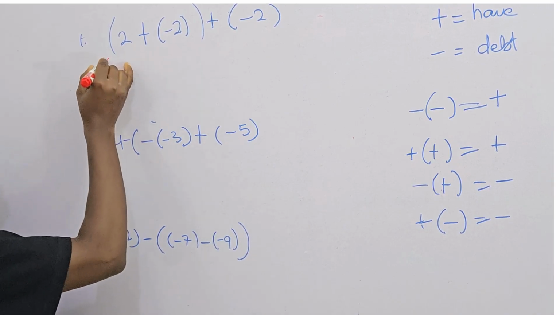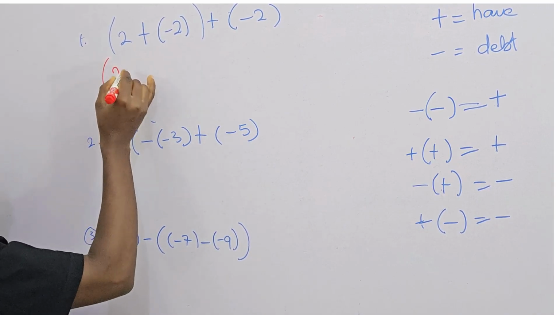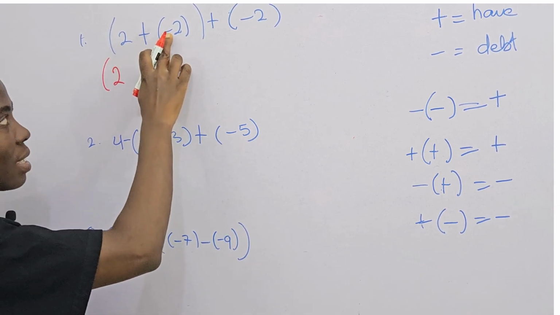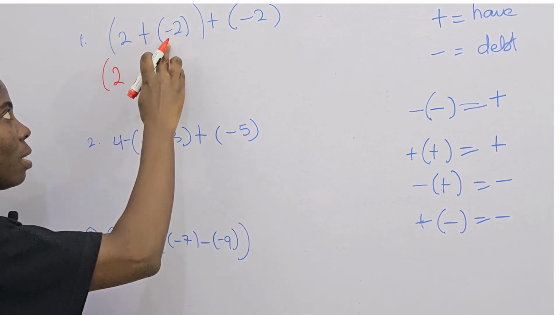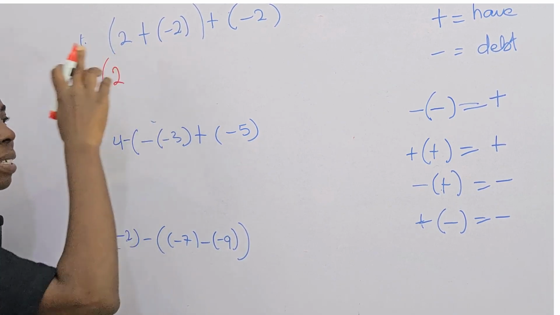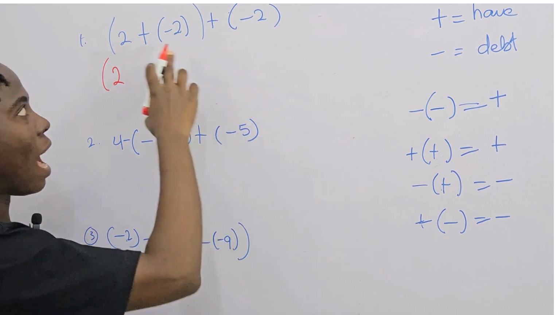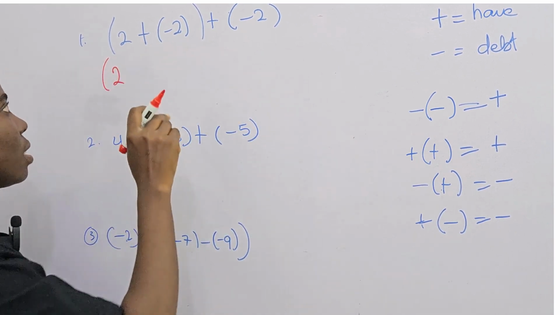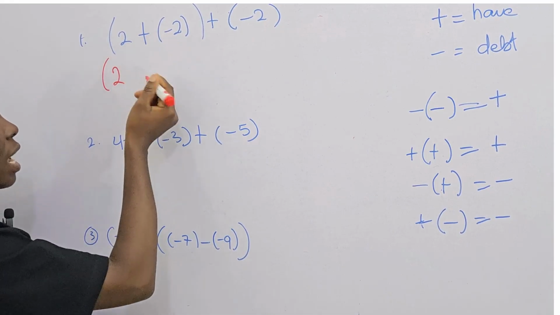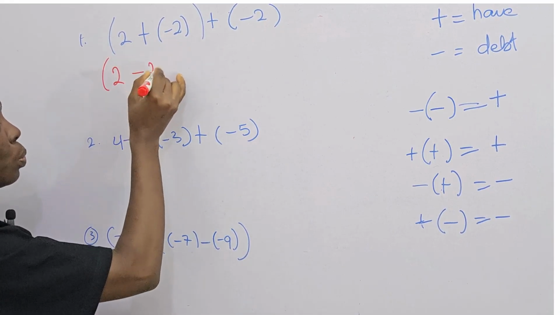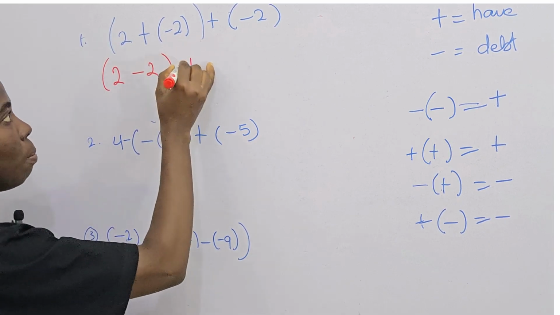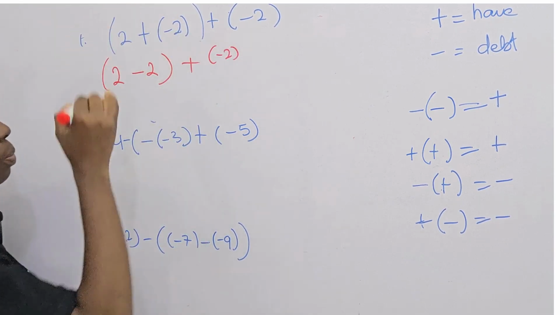In this big bracket, we have 2. Now, plus multiplying negative, plus minus 2. This is a single bracket. Let me say this: this multiplication applies to single brackets. You will see later. In this single bracket, plus minus gives us minus 2. So we are clearing this bigger bracket, plus minus 2.